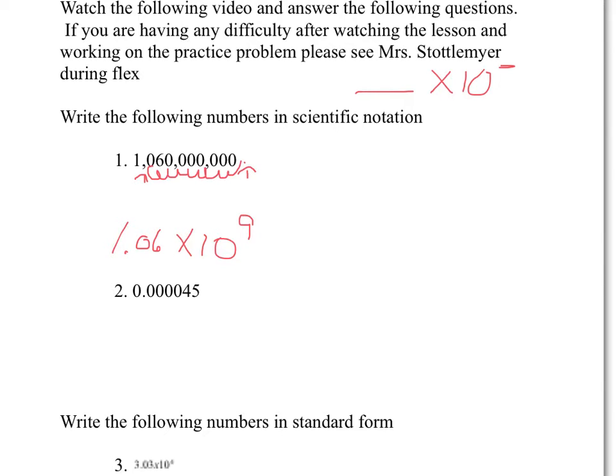Number 2, same sort of thing. It's going to be times 10. Our decimal point is here, and we're going to count backwards this time. 1, 2, 3, 4, 5. And we're going to stop right between the 4 and the 5. So it's going to be 4.5 out in front. This time, because we went backwards, our exponent's going to be negative, because it's telling us we went in the backwards direction.